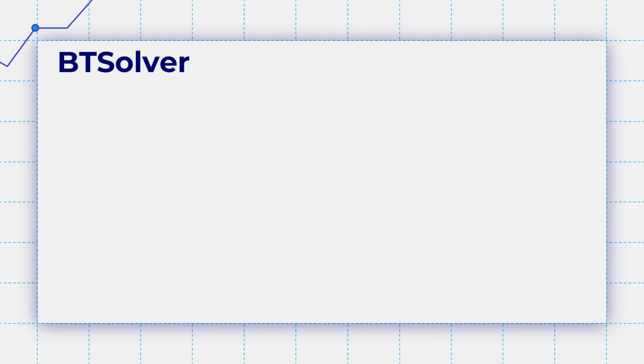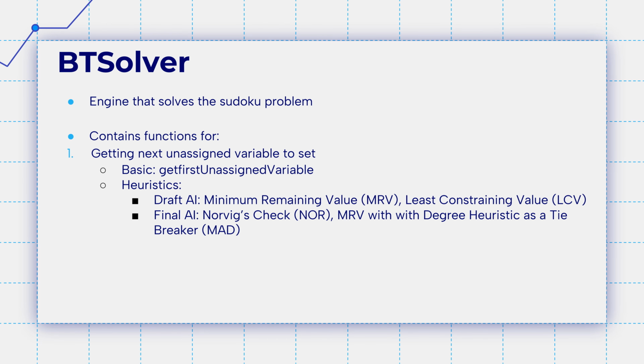Now, all the functions you need to implement will be part of the BT Solver class. It's a class that acts as an engine that solves the Sudoku problems. It contains a function for getting the next unassigned variable. This can either be a basic one, such as getting the first unassigned variable, or it can be done with some kind of heuristics, which you will be implementing in Draft AI and Final AI.